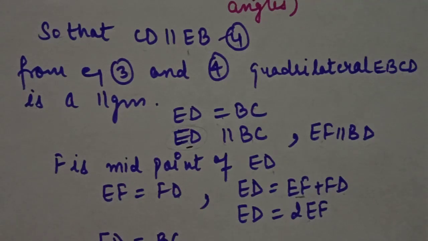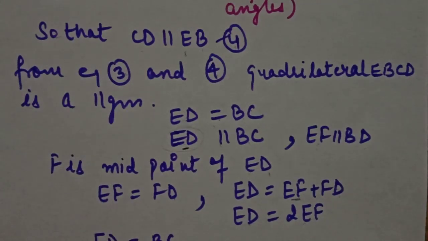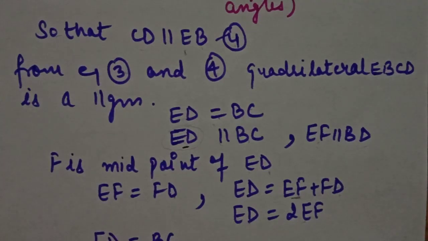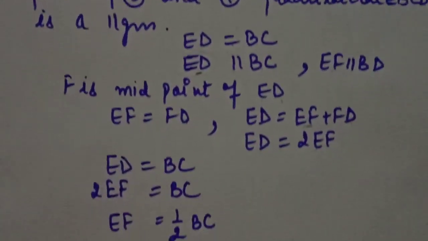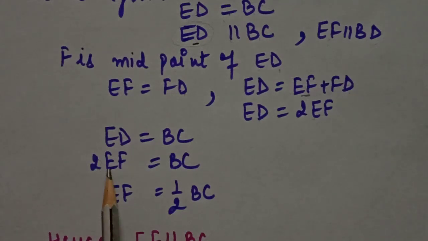ED is equal to BC and ED is equal to double of EF. We can put the value of ED here. So this 2 is present in the multiplication here. When we shift it to the other side, it will be present in the denominator. BC is equal to double of EF.